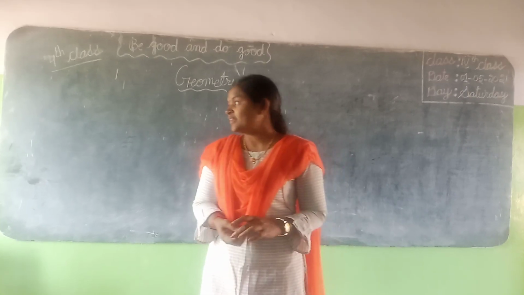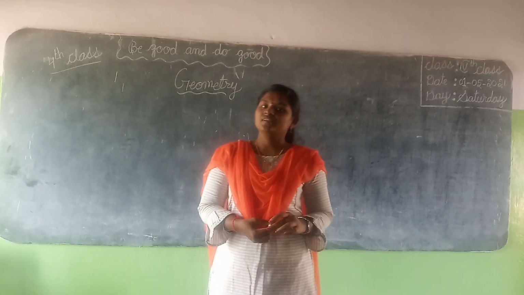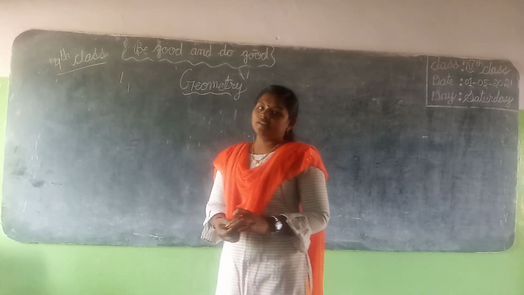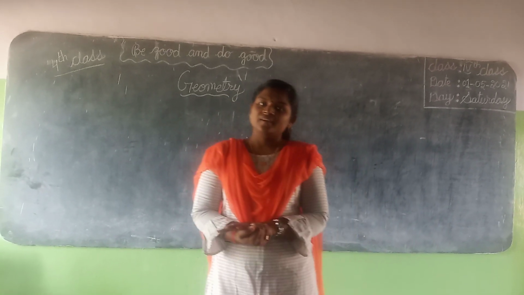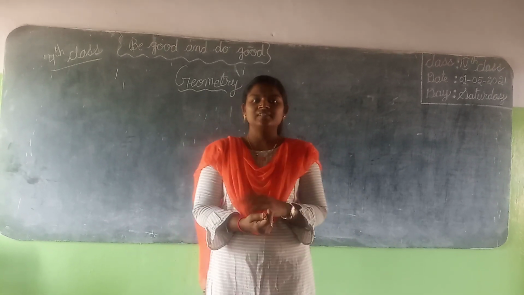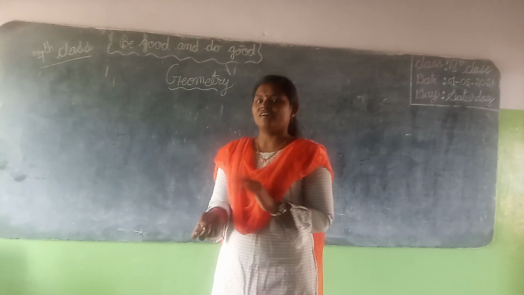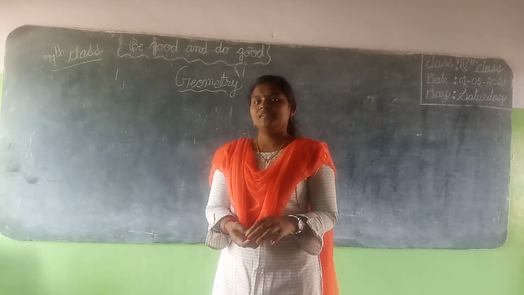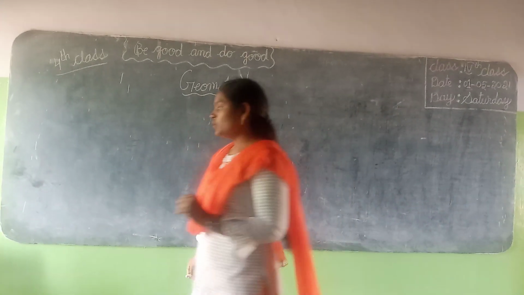Okay, next chapter, geometry. Fourth class students, listen. Geometry is the last chapter. In geometry class, we are seeing the compass box. We are using so many things: scale, protractor, divider, and circular. In this chapter, first we will learn symmetrical lines, so line of symmetry.